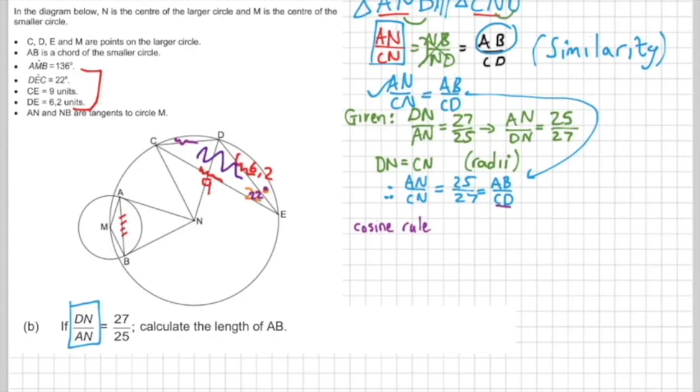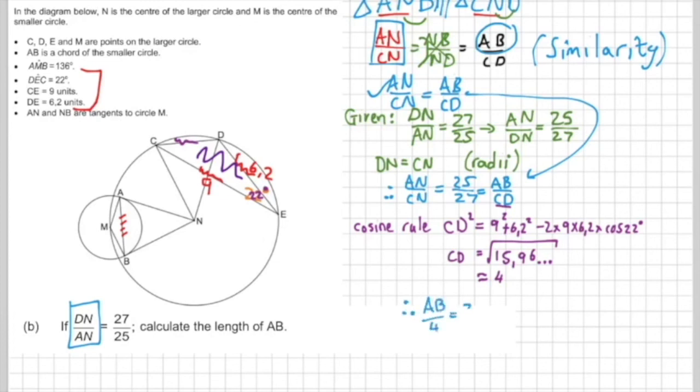So now, let's look at determining the length of CD by using the cosine rule. Well, CD squared is 9 squared plus 6,2 squared minus 2 times 9 times 6,2 times cos of 22 degrees. So therefore, CD is the square root of 15,96 dot. So it's very, very close to 4. Actually, it's 3,999 or 996, I think. In practice, you please mustn't round off. So actually, you should have kept it as 3,99.